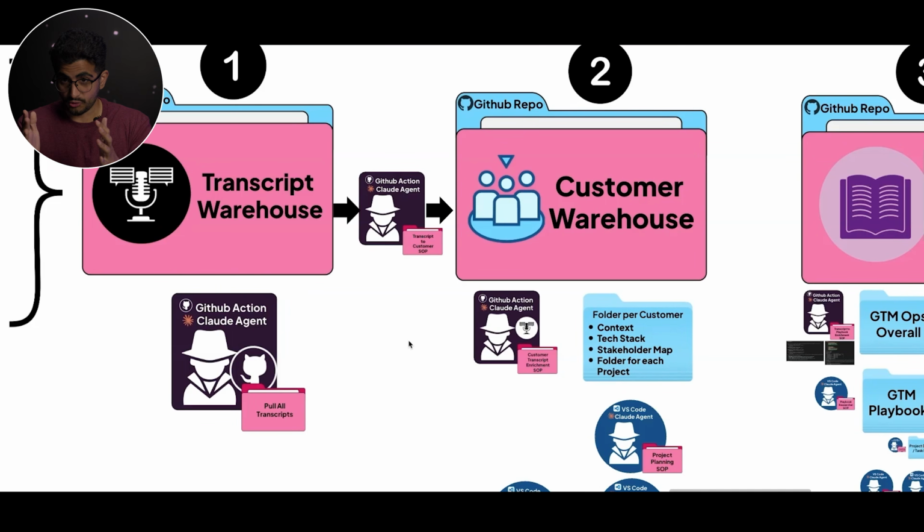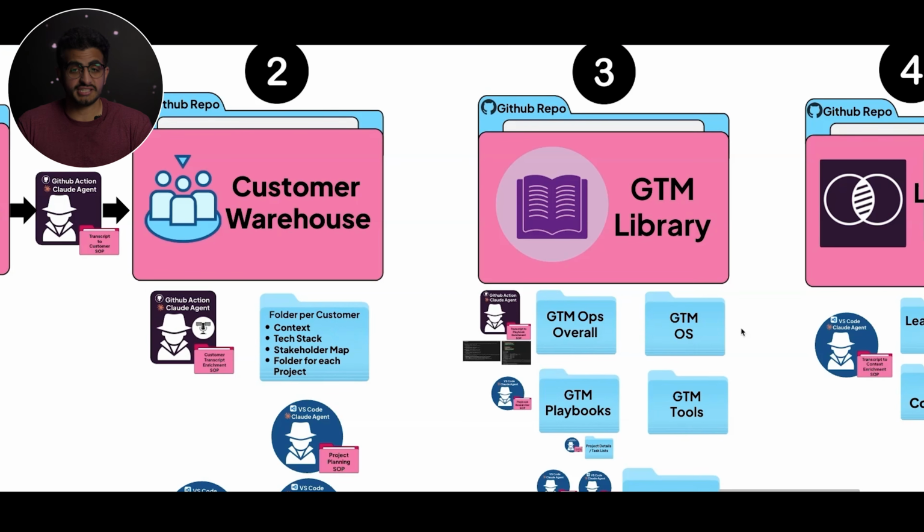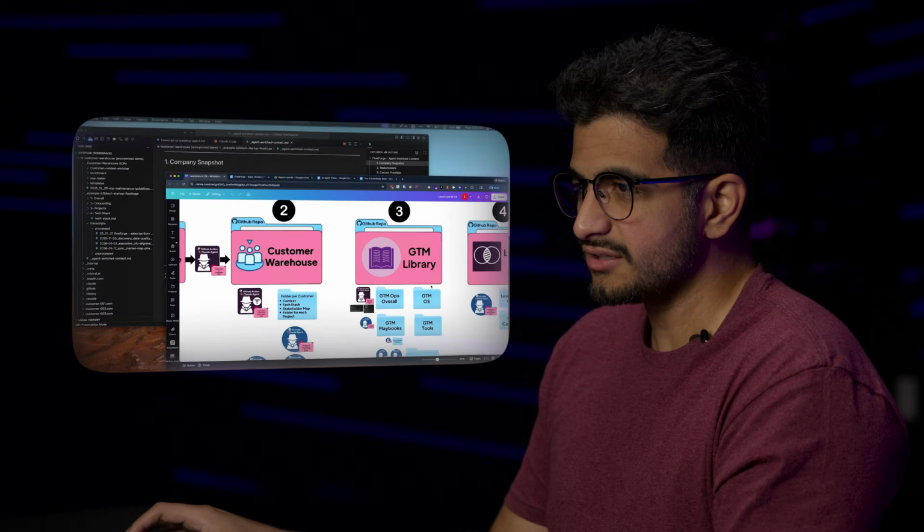Okay, so that's our customer warehouse. We've talked about the transcript warehouse, and we've talked about the customer warehouse. The third one is what we call our GTM library. This is really our playbook repo, our playbook folder, and I'll show you what that looks like in here.